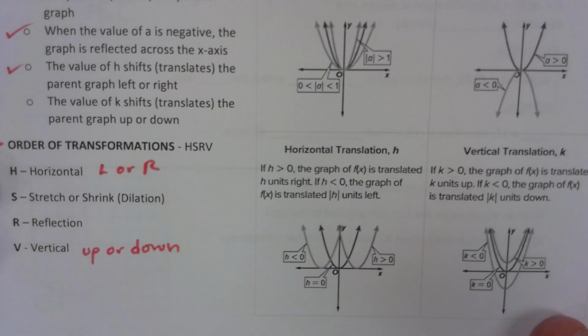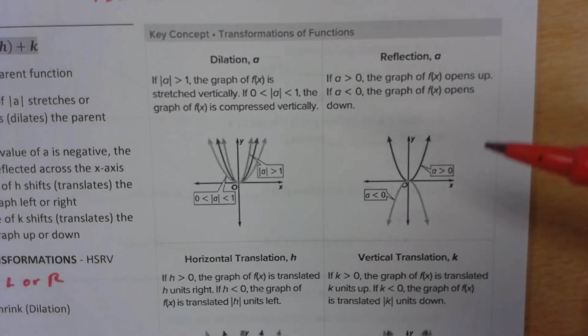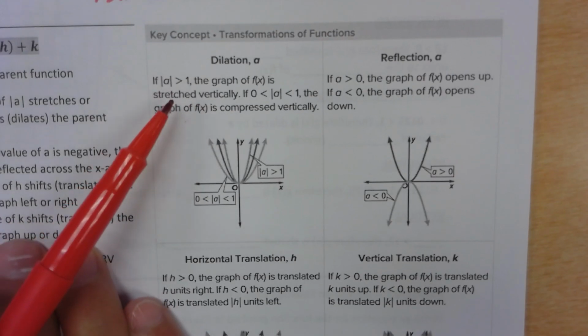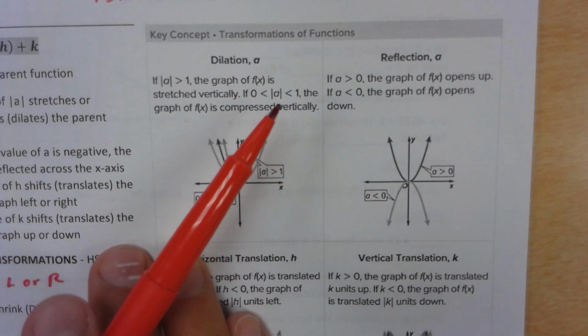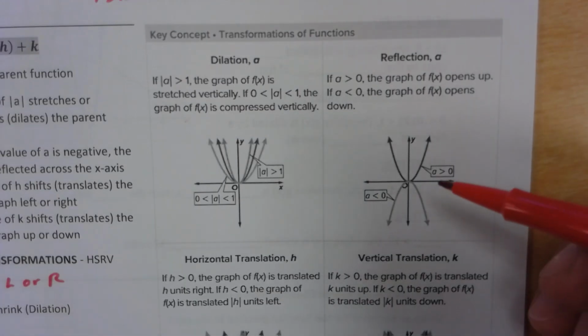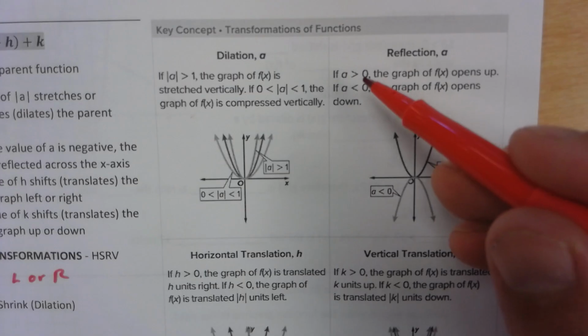Okay. If we come over here and look at these graphs, we can take a look at all these different transformations. So a dilation, remember, when the absolute value of a is greater than 1, it's stretched vertically. When it's a fraction between 0 and 1, it's compressed vertically. So stretch means it gets narrower, compressed means it gets wider. It's all in proportion to the y-axis. A stretch would be a multiplier of a number greater than 1. A compression would be a multiplier between 0 and 1. Remember, a reflection is when that value for a is negative.